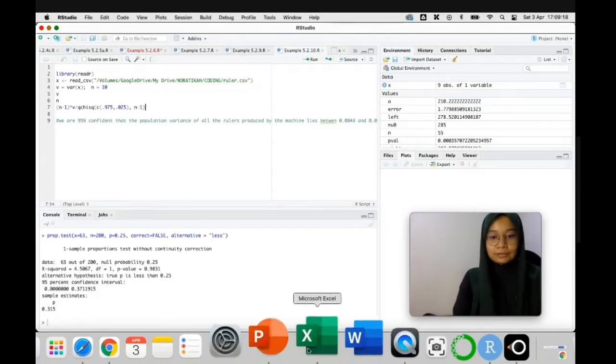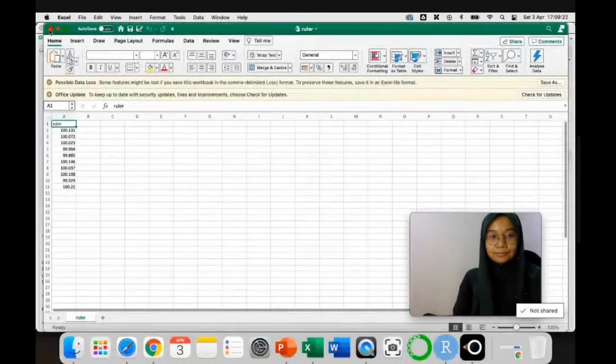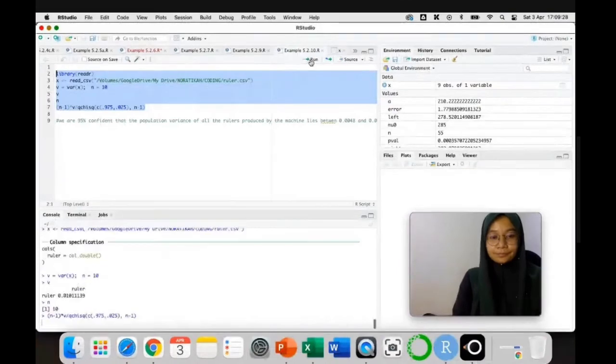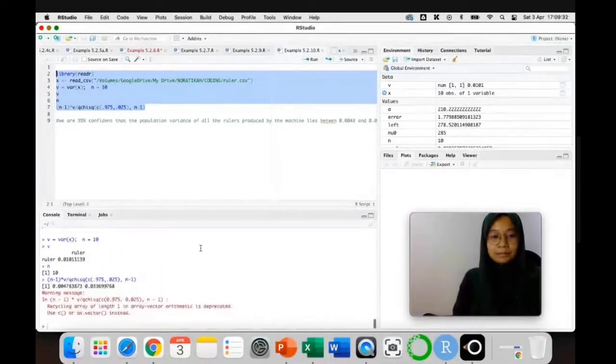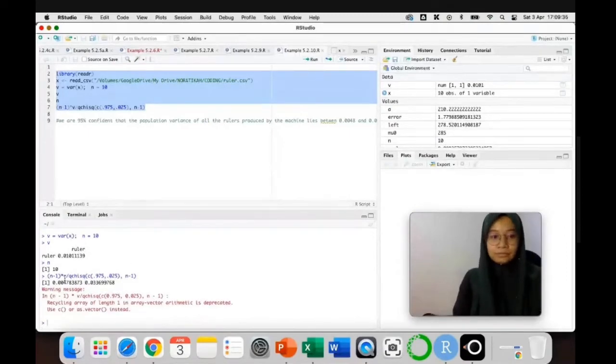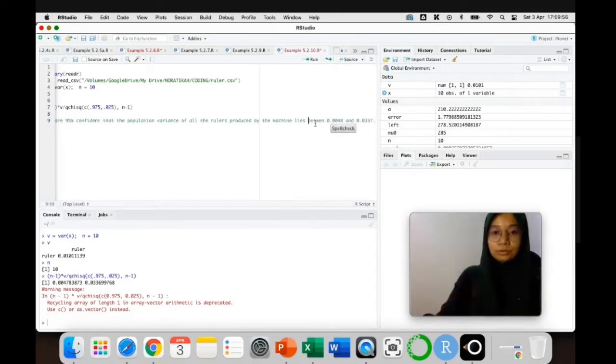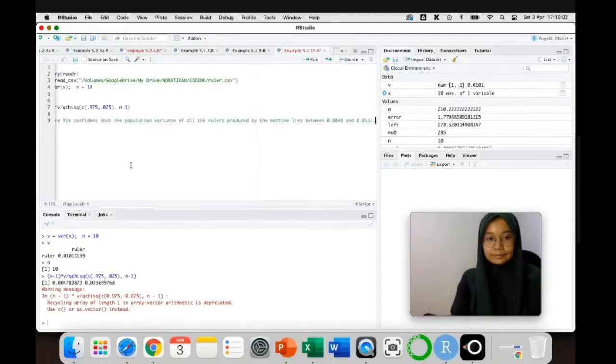So when you run this one, so this is data for the ruler. So when you run this, you will get the lower boundary and the upper boundary. Lower boundary is 0.0047 and the upper boundary is 0.0337. So we are 95% confident that the population variance of all the rulers produced by the machine lies between 0.0048 and 0.0337. Okay, ini data. Ini kita punya sample variance.